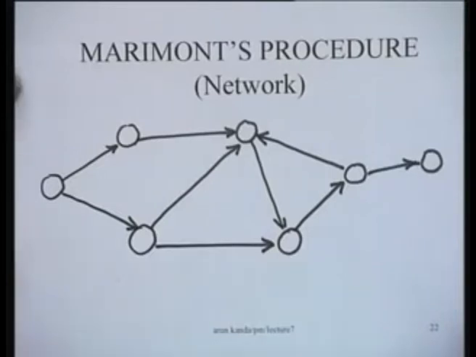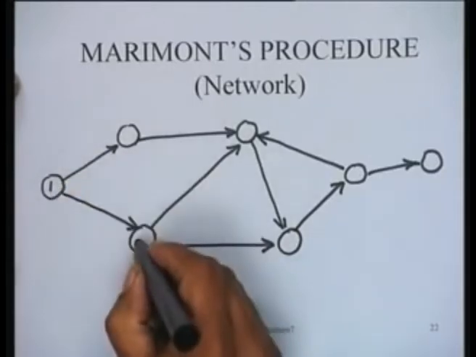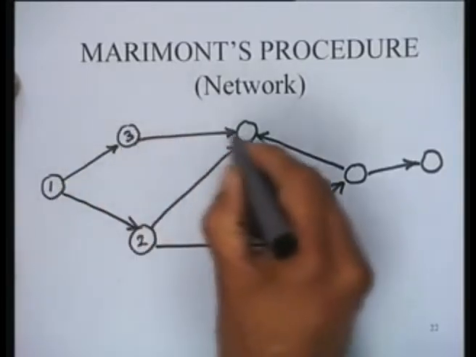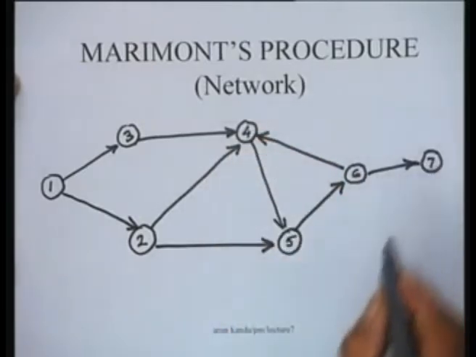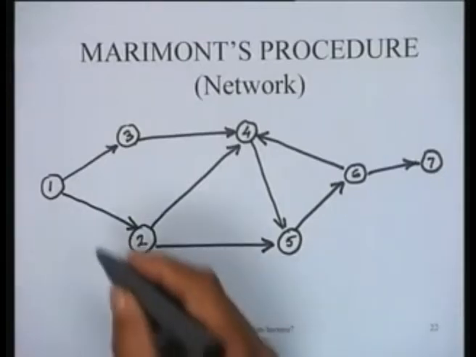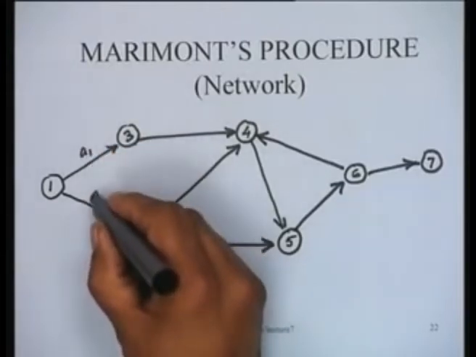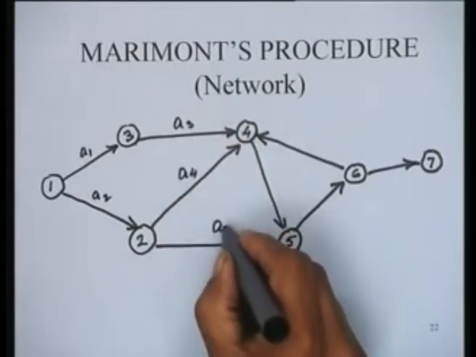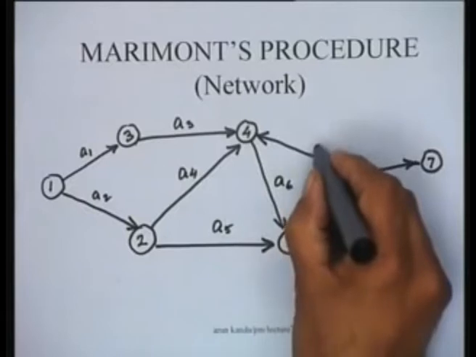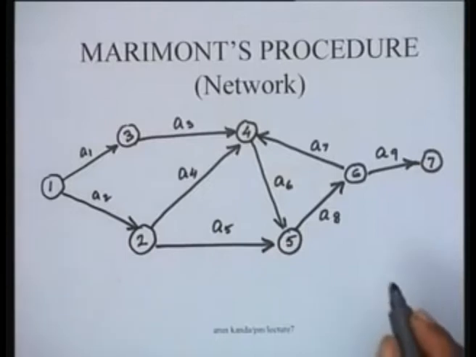In the procedure of Mariemont, it's not necessary that the nodes be numbered. We can number them. Let's suppose we number these nodes arbitrarily 1, 2, 3, 4, 5, 6 and 7. Let's suppose that there are 7 nodes, and there are a number of arcs, A1, A2, A3, A4, A5, A6, A7, A8 and A9. Say there are 9 arcs and 7 nodes in this network, and you want to apply Mariemont's procedure.